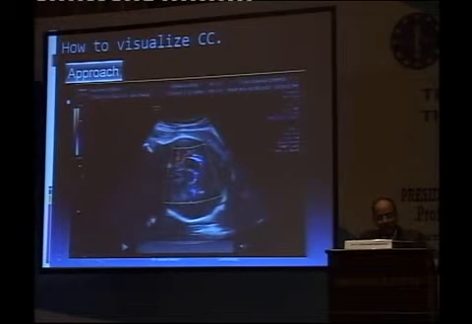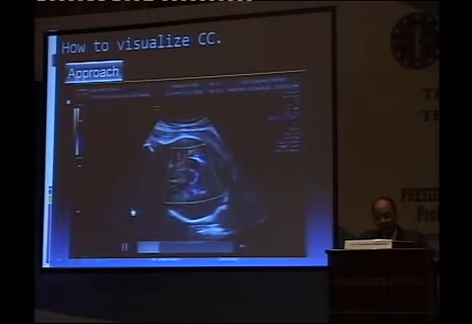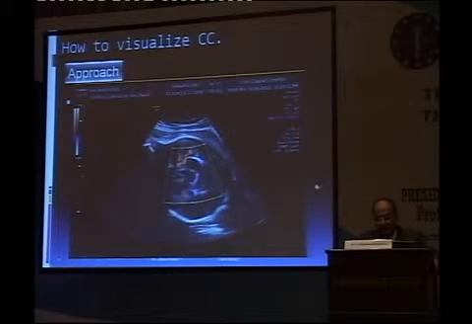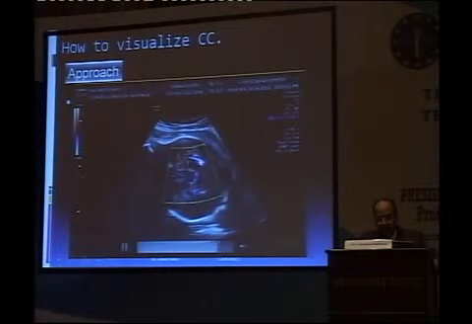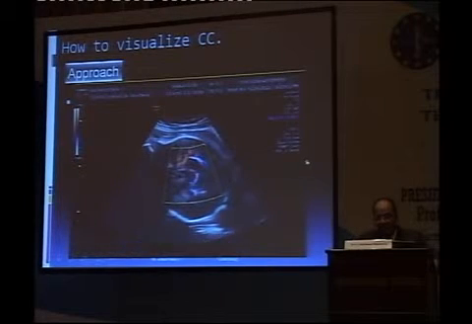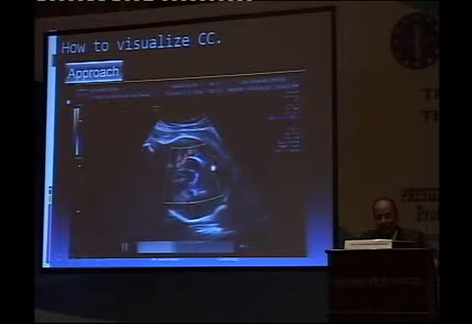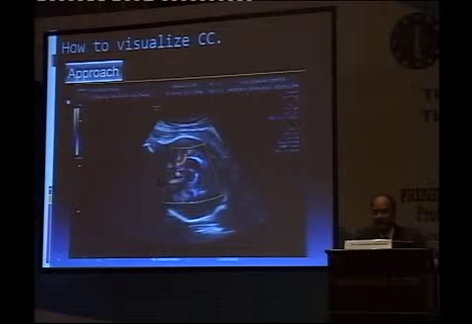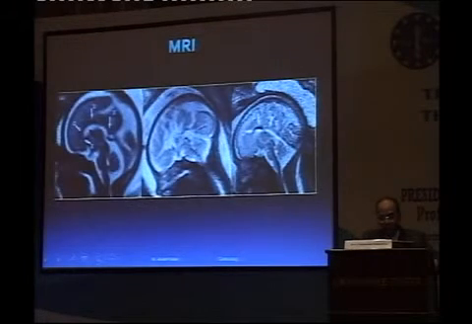Again, in some cases we may resort to the high definition Doppler to demonstrate the pericallosal vessel. Complete visualization of the vessel ensures the presence of the corpus callosum, and the presence of part of the artery could be seen in partial agenesis of the corpus callosum. This is MRI diagnosis for normal corpus callosum, absent corpus callosum, and partial agenesis of corpus callosum.